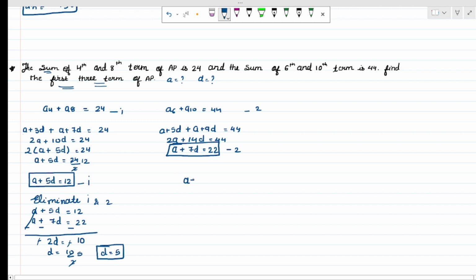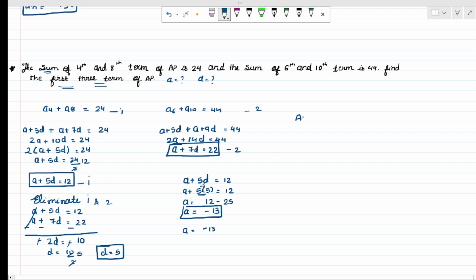I am taking this equation, A plus 5D equals 12. Simply substitute the value of D. A plus 5 times 5 gives me 12. That means A equals 12 minus 25, because 5 fives are 25 and it goes over there and becomes negative. Just subtract 12 minus 25. You will get A equals minus 13. So your first term, A1, becomes minus 13.